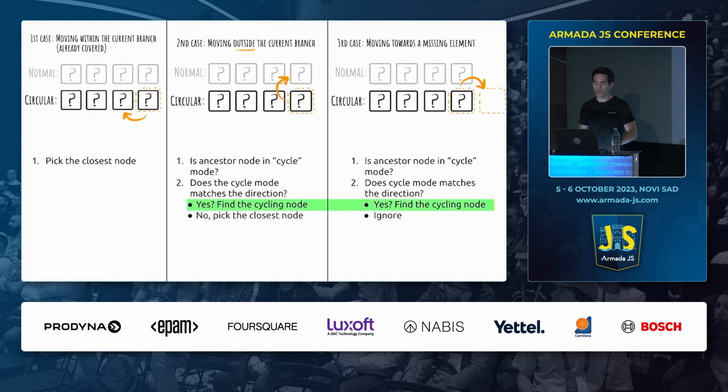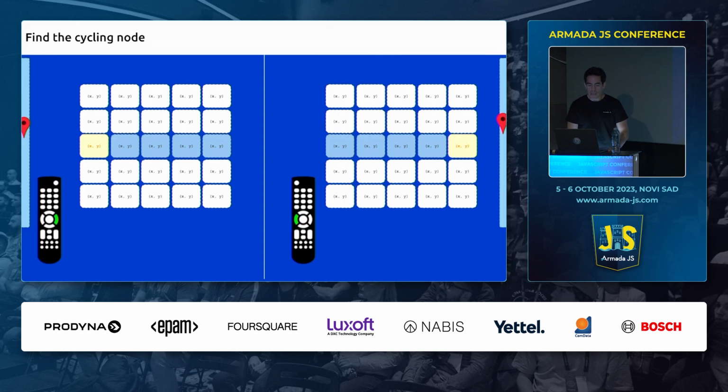So you can see the common denominator: first we find the closest node, but we also need to find the cycling node. To find the cycling node, if we come back to the matrix that we had before, instead of sitting in the middle or wherever you are, we're going to imagine that we're sitting in one of the edges, and it's going to be the one opposite to the direction. So if you're going to the left, then you want to think that you are on the right, and vice versa.